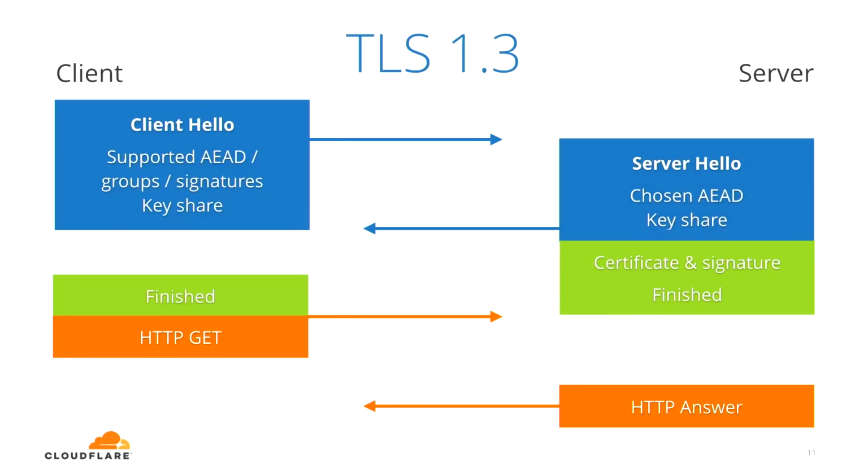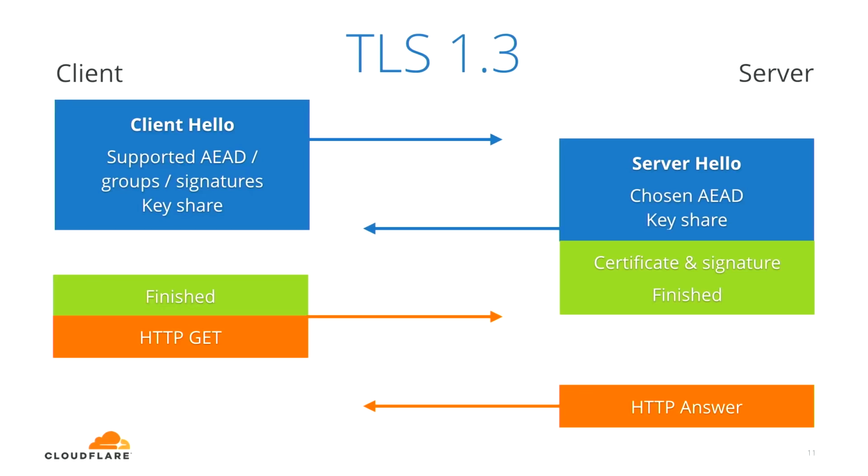How does 1.3 remove a round trip? How can it do that? Well, it does that by predicting what key agreement algorithm the server will decide to use, and preemptively sending a key share for that algorithm to the server. So with the first flight, we have the client hello, the supported parameters, and a key share for the one that the client thinks the server will like.